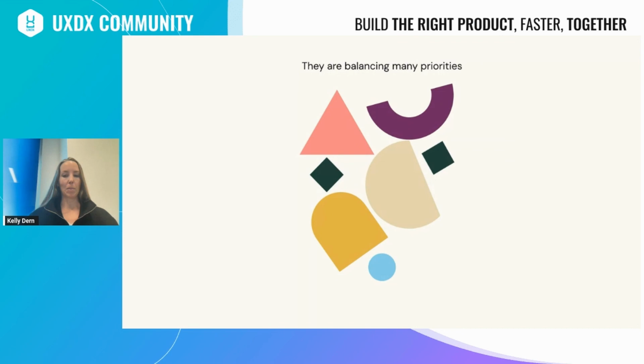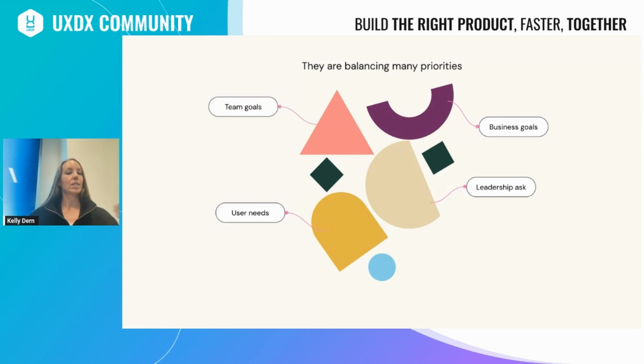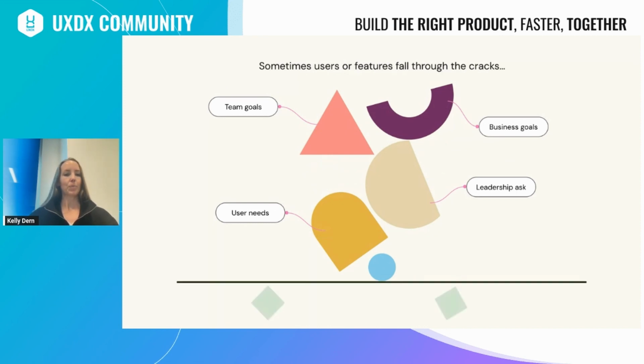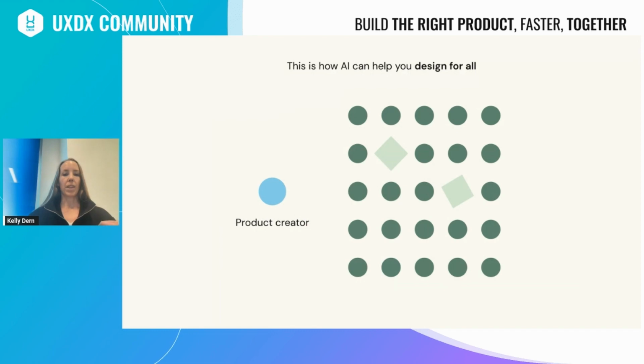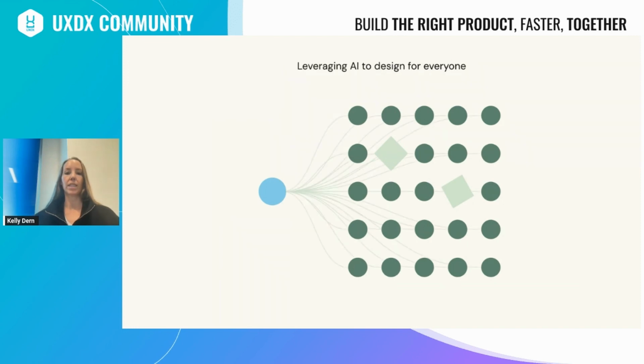They're balancing many priorities all at the same time, which could include your business goals or a leadership ask or user needs or team goals. It's just a lot of balls to keep in the air. And sometimes users or features or a goal can fall through the cracks. But with Gen AI tools, you can now balance all of these things at the same time and be more systematic in your process. And you can leverage AI to design for everyone.